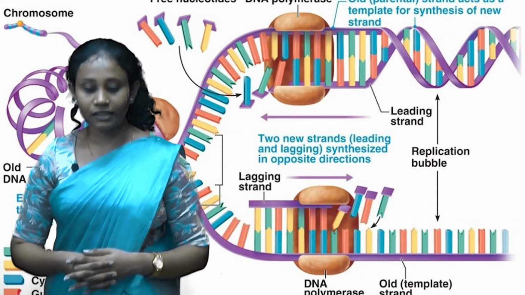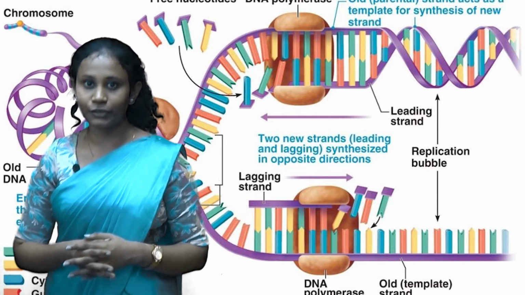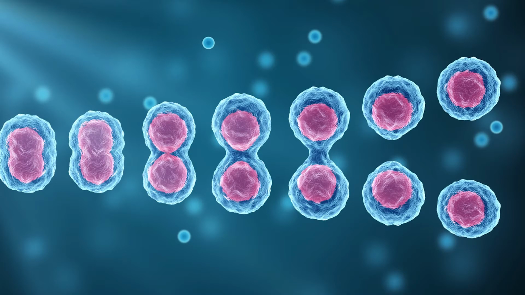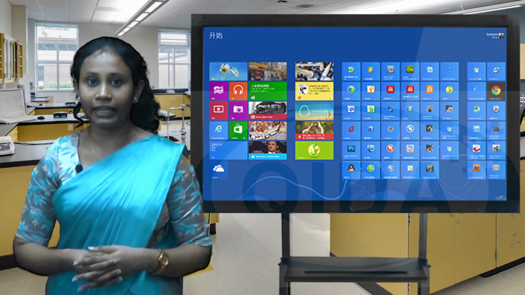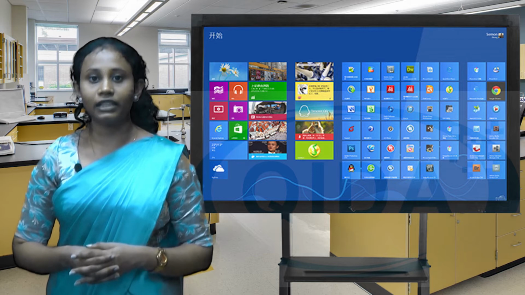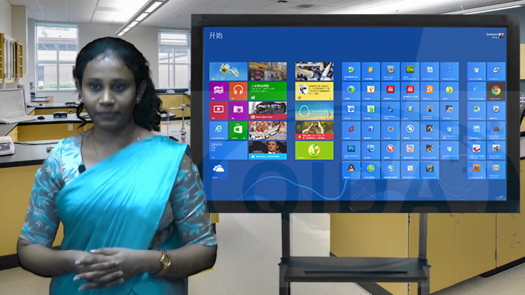This process is performed at the beginning of every cell division so that after the cell division, the daughter cell can inherit the identical copy of the DNA. This DNA replication happens in 3 stages. We already know that the DNA is a double-stranded helix structure. Therefore, in the initial stage, the helix structure should be unwound and unzipped.